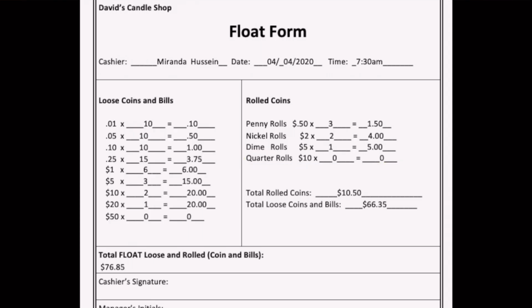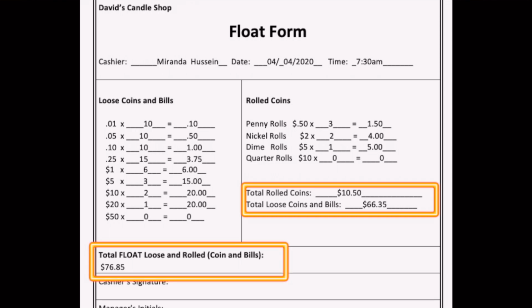Now you must add the total amount of money from the loose bills and coins column, which was $66.35, and add that to the total amount of money from the rolled coins column, which was $10.50. This gives you the total amount of money you have in your cash drawer to begin the shift. For this example, that is $76.85.